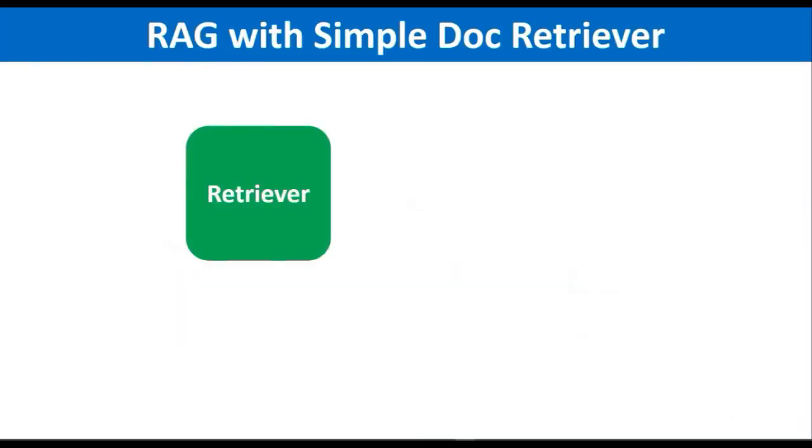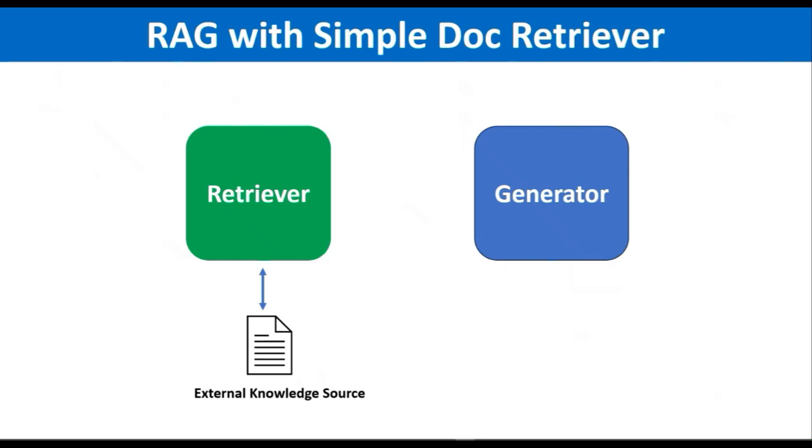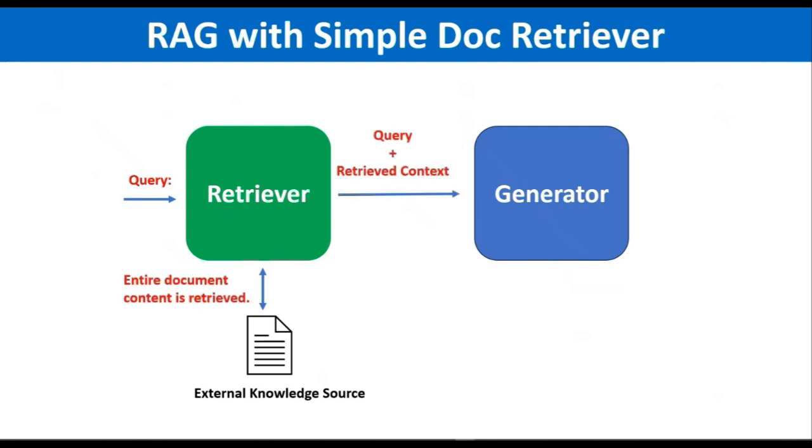So here we have a retriever, a generator, and then we have the external knowledge source. The user submits a query. The retriever accesses an external knowledge source, such as a document, in this case a particular CV, and retrieves the entire content of that document. In this case, it retrieves the entire content of the filtered CV. The retrieved document content is then combined with the user query and sent to the generative model. The model processes the combined input, applies the prompt instruction, and generates a detailed and relevant response.